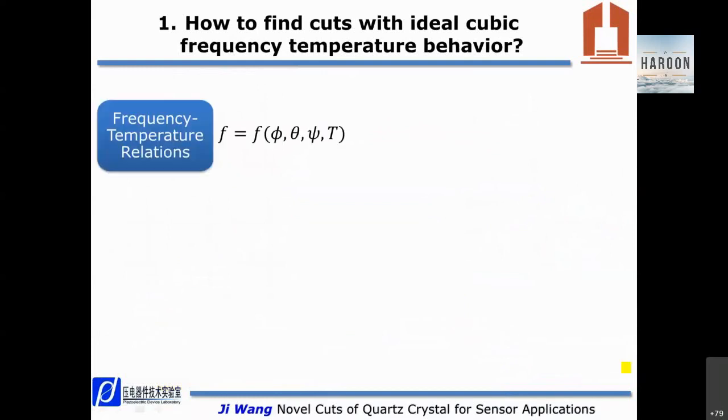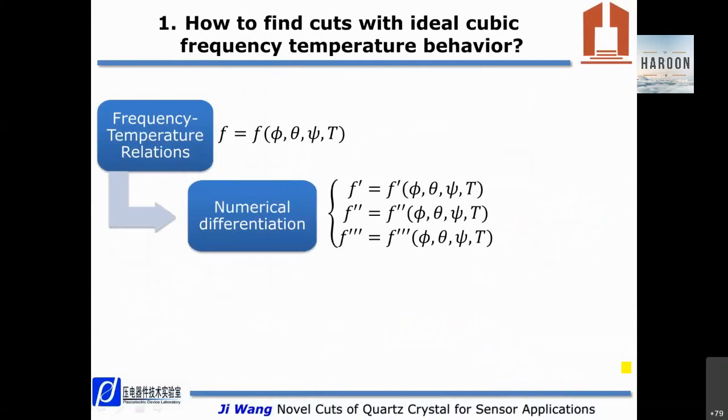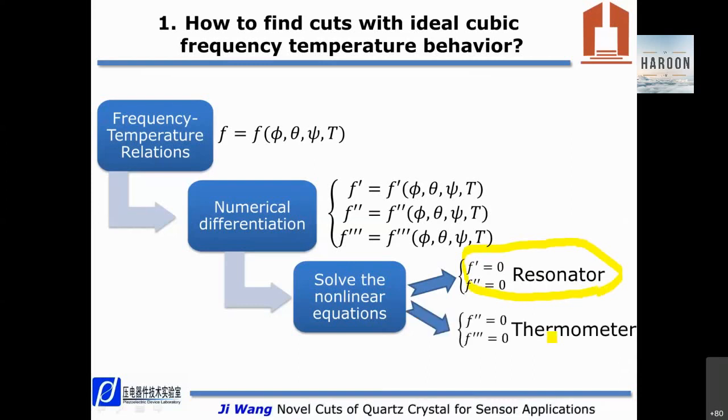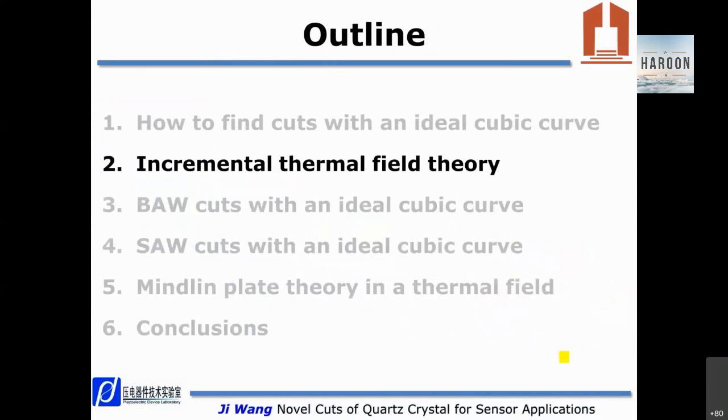Well, the idea is based on the cubical frequency temperature relation and the mathematical procedure to find the optimal coefficients for this relation. So it looks like it's straightforward. And for certain applications, if we have a pure cubical relation, we can use it for resonators. But if we have a very good linear relation, then we can use it for thermometers. Well, then how are we going to do it? We use the incremental thermal field theory.